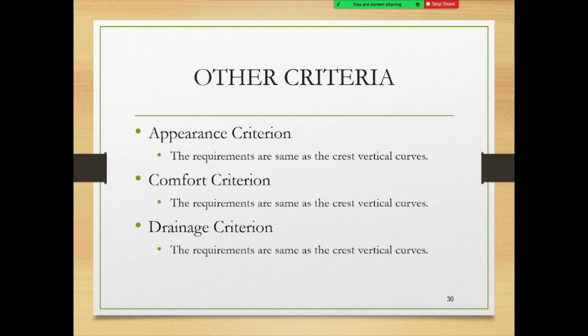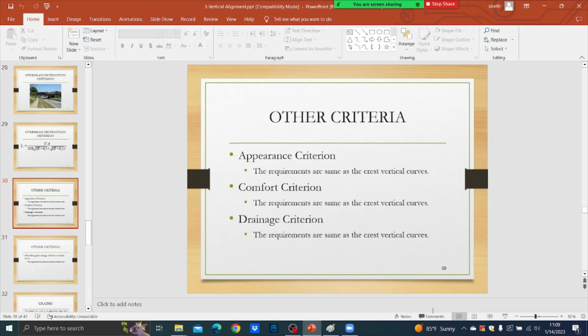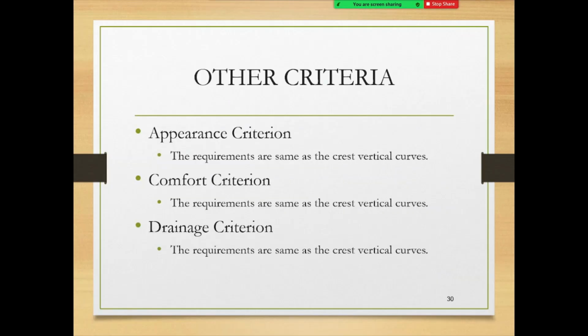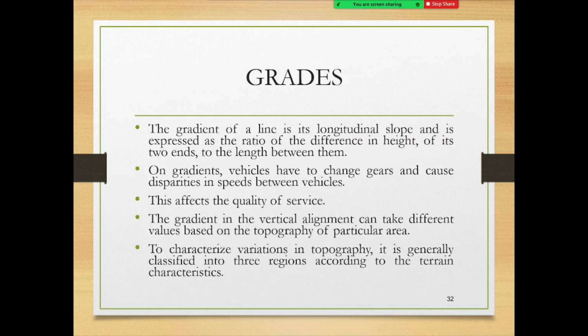Then other criteria, appearance criterion, they are same as the crest vertical curves. Comfort criterion, the requirements are same as the crest vertical curves. And then drainage criterion, the requirements are same as the crest vertical curve, right? Then allowable grade change without a vertical curve, that is also same as the crest vertical curve, right?